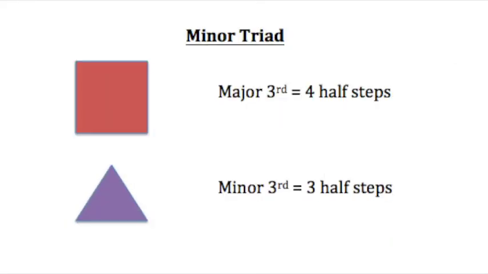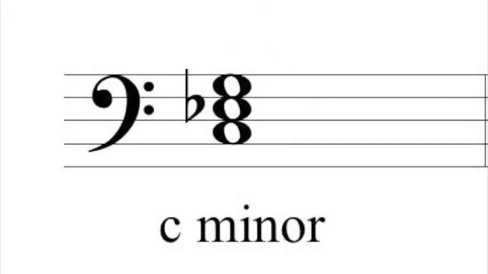Next, we have the minor triad. The minor triad has a minor third on the bottom and a major third on top. An example of this would be the C minor triad. We have C, and then we go up 3 half steps, which will lead us to E flat, and then we go up 4 more half steps, which will put us on G. C to E flat is a minor third, and E flat to G is a major third. So a minor triad is a minor third on the bottom and a major third on top.